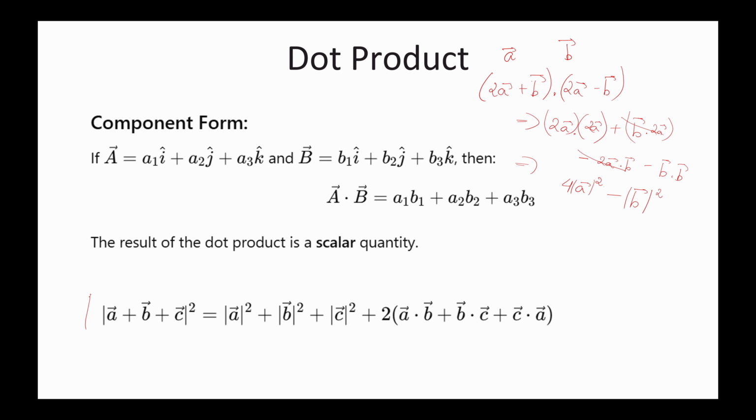So this is another way how we can calculate the dot product as well. Now this is a formula that you must remember. Sometimes questions can be asked based on this formula. If you have to find the magnitude of the sum of 3 vectors and its square, it is going to be the magnitude of the first vector square, the magnitude of the second vector square, the third vector square, plus 2 times a vector dot b vector plus b vector dot c vector plus c vector dot a vector. This is an important formula you must remember.